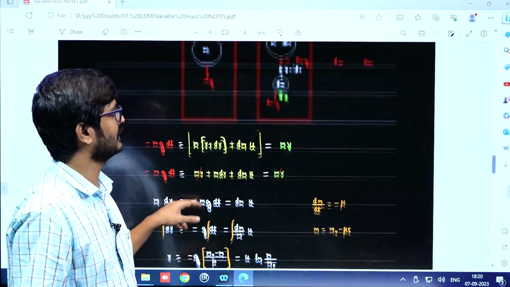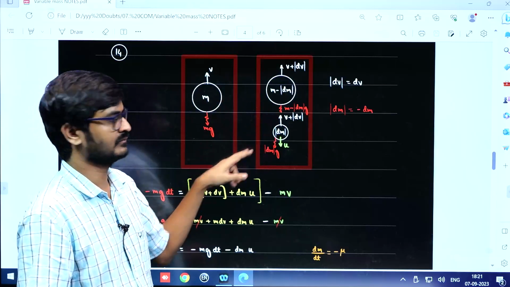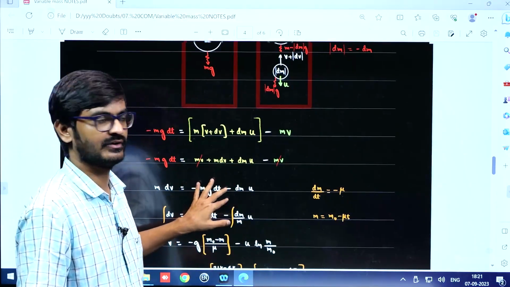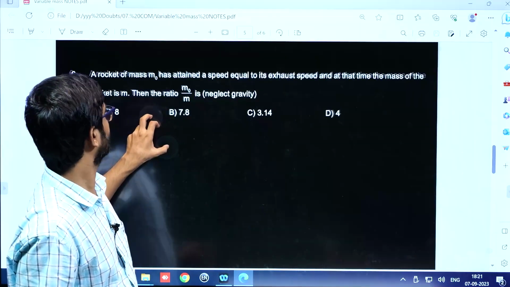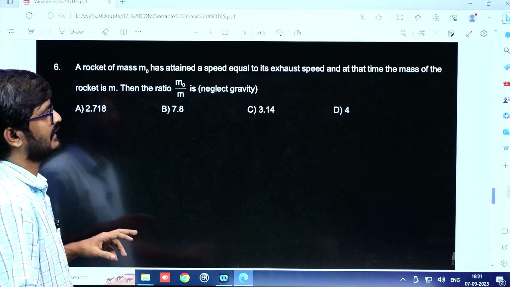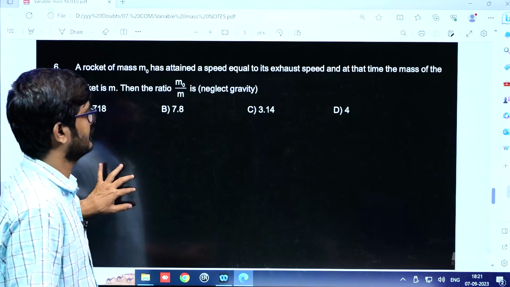In every question, the only thing is draw this figure, and the time gap is dt. Now f dt equals to change in momentum, write that equation, solve it, you will get the answer. If you want, I will show you in the next question also. A rocket of mass m naught has attained a speed equal to its exhaust speed, and at that time the mass of the rocket is m, then the ratio of m naught by m.